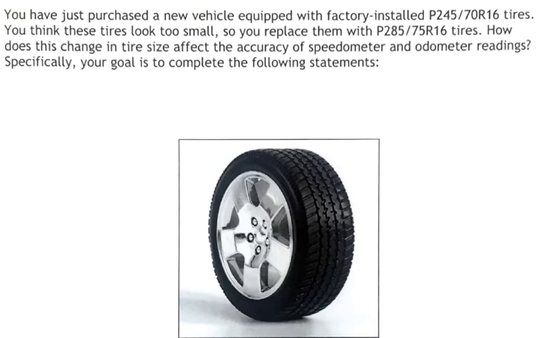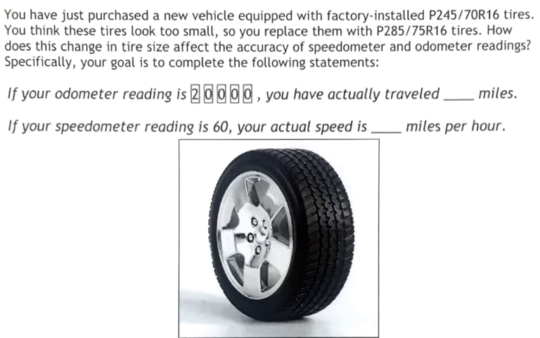You've just purchased a new vehicle equipped with factory installed P245 75R16 tires. You think these tires look too small, so you replace them with P285 75R16 tires. How does this change in tire size affect the accuracy of speedometer and odometer readings? Specifically, your goal is to complete the following statements. If your odometer reading is 20,000, you have actually traveled how many miles? If your speedometer reading is 60, your actual speed is how many miles per hour?